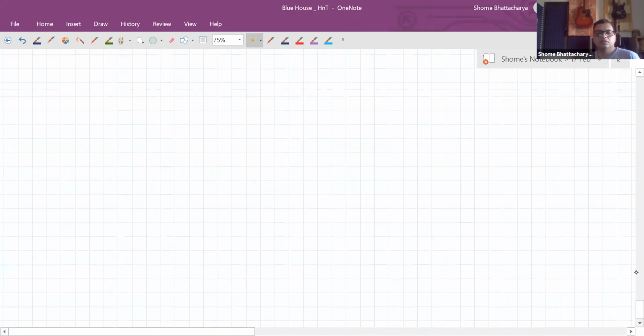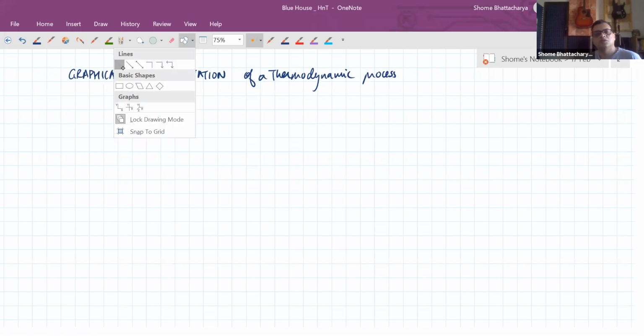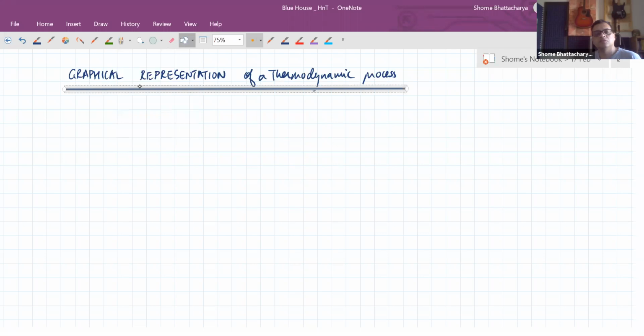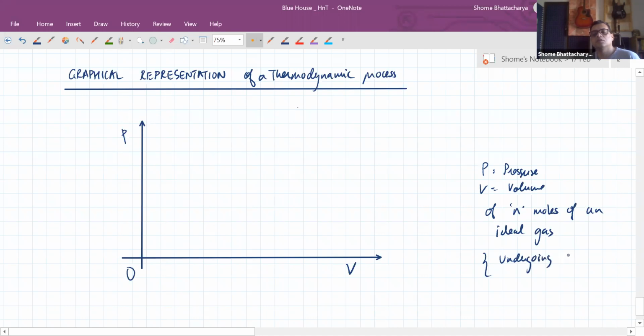Okay, next up, let us understand the graphical representation of a thermodynamic process. So the graphical representation is generally done in a PV graph. If you look at a graph of pressure versus volume, P is the pressure, V is the volume of n moles of an ideal gas, and that gas is the one undergoing a thermodynamic process.